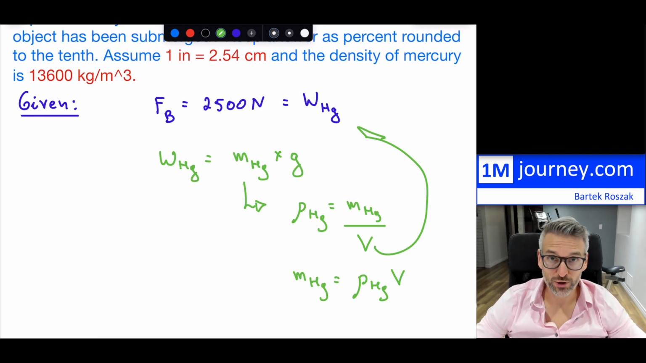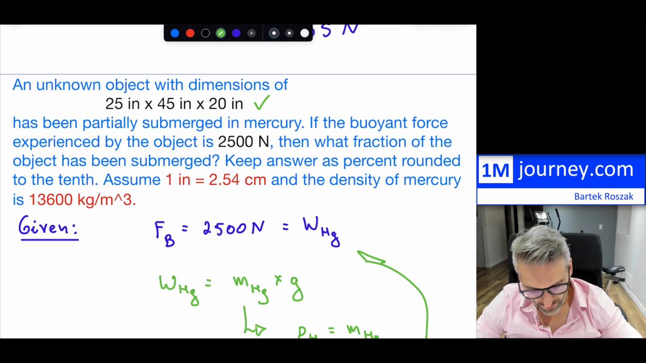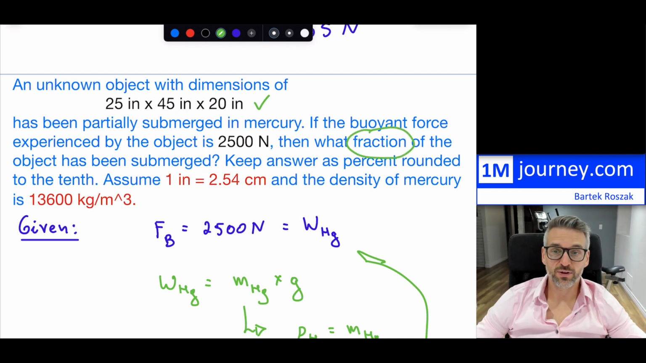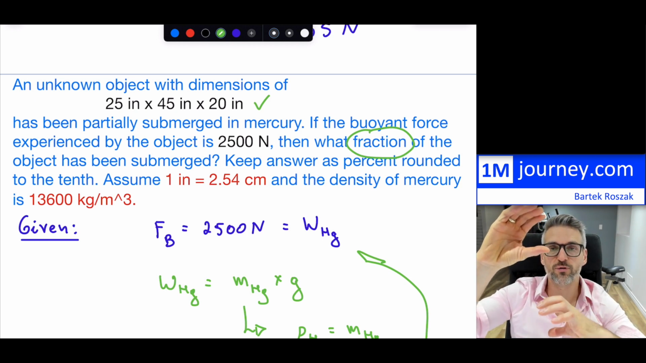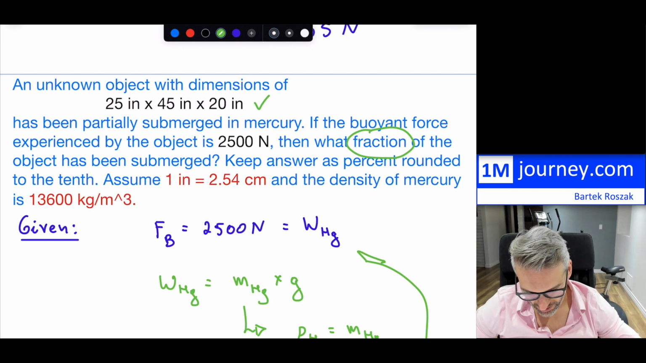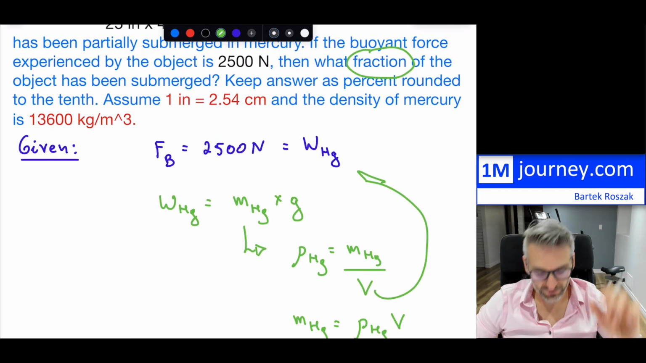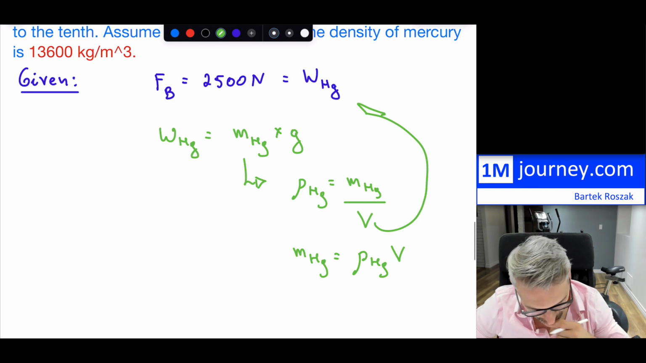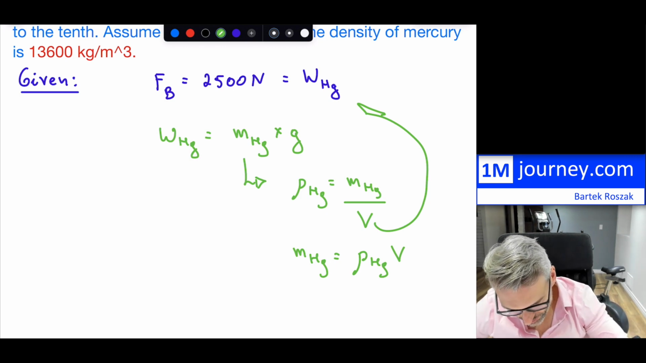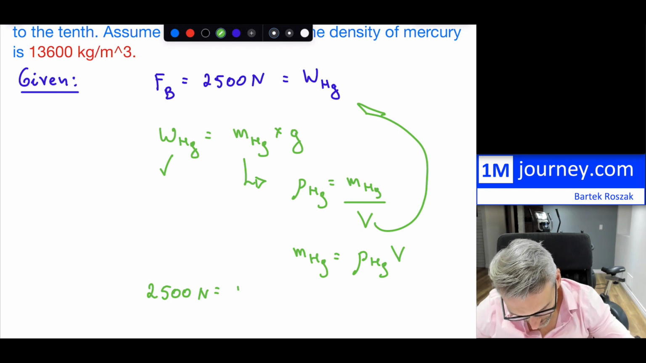Why? Because once we know the volume that has been displaced, we can compare it to the entire object. If they're asking for what fraction of the object, then it's the volume submerged divided by the total volume of the object, and then we'll get a fraction or a percent of that object that is submerged. You'll see probably it won't be much because of the enormous strength and push of the buoyant force upwards of mercury. So let's take a look. I'm going to substitute everything back in. The weight of mercury that has been displaced, that's 2,500 newtons, equals the density. Now the density of mercury, that's 13,600.